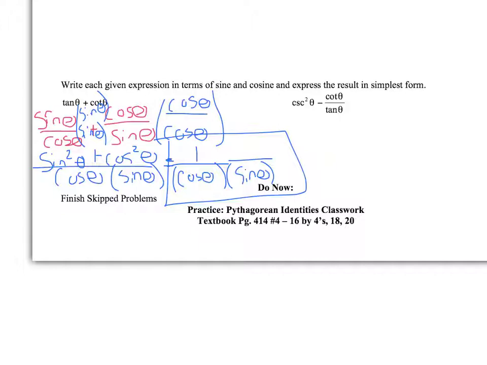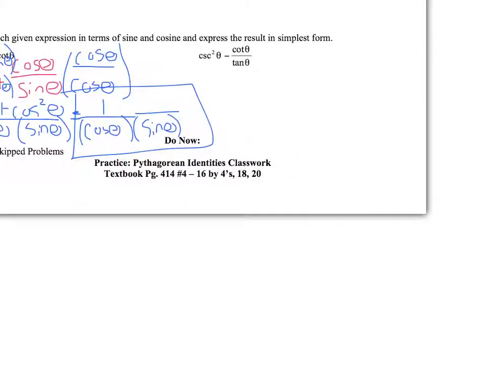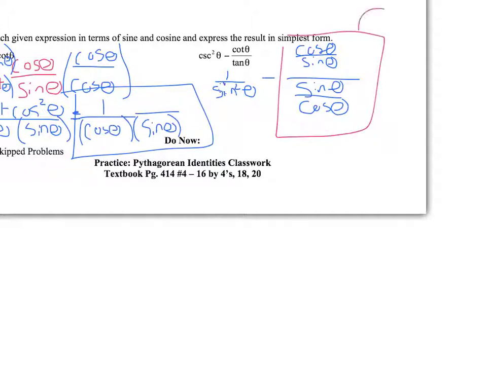Finally, let's look at the last one. We're going to do it together, even though I am over the 10-minute mark, just because I feel like it's something we definitely need to practice together. Cosecant is equivalent to 1 over sine squared theta. Minus cotangent, which is cos theta over sine theta, divided by tangent, which is sine theta over cos theta. The second piece here, I'm going to move over. I'm not going to look at that first piece yet.